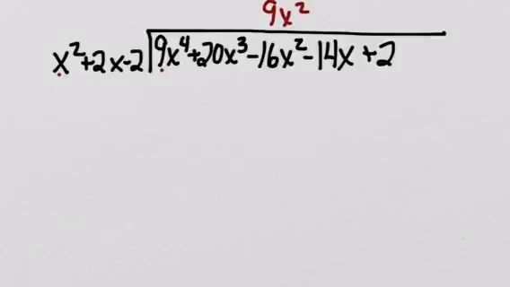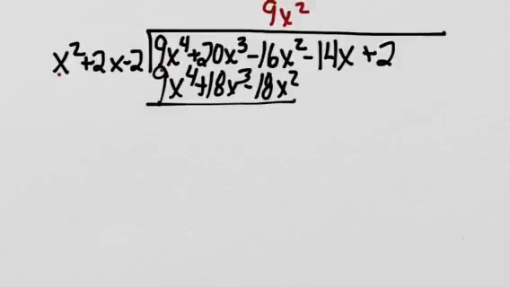So then I take that 9x squared and I multiply it through the divisor. 9x squared times x squared is 9x to the fourth. That's why we chose to multiply by that, so those terms would be the same. 9x squared times 2x would be 18x cubed. And multiplying all the way through, 9x squared times negative 2 would be negative 18x squared. And just like in long division, we're going to subtract that from what's above it.